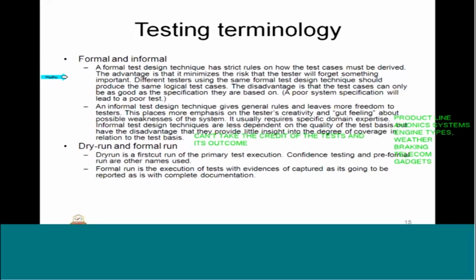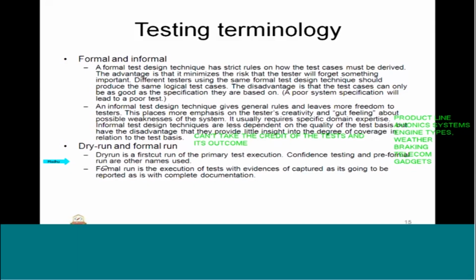So they use it in the embedded system industry, formal and informal. The equivalent of these two terms in specific industry is called dry run and formal run. The informal one is called a dry run, that is the first cut run of the primary test execution. So basically it gives a confidence, and any revisit or fine tuning required will be done with the help of this dry run. It's something like an informal or pre-formal run, and there are different names used, but generally in the ML industry they use it as dry run and formal run.